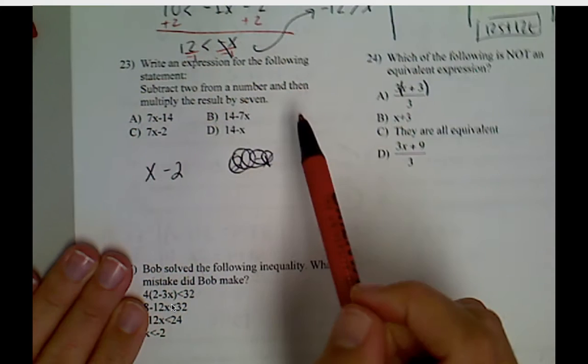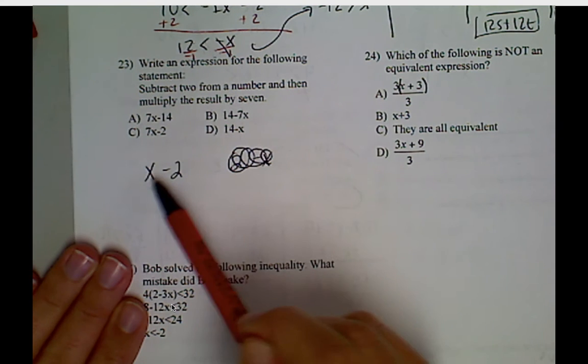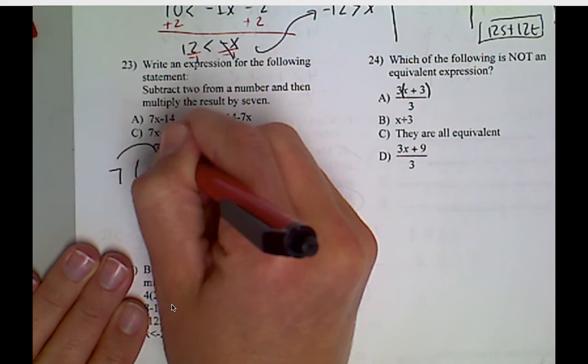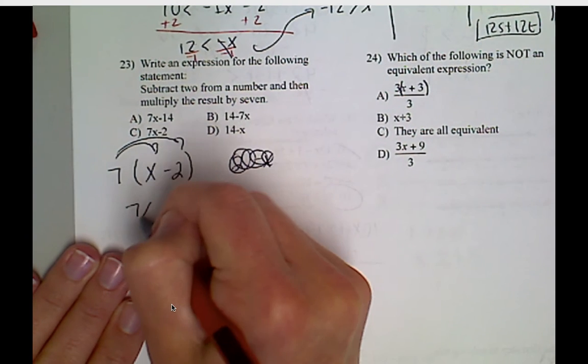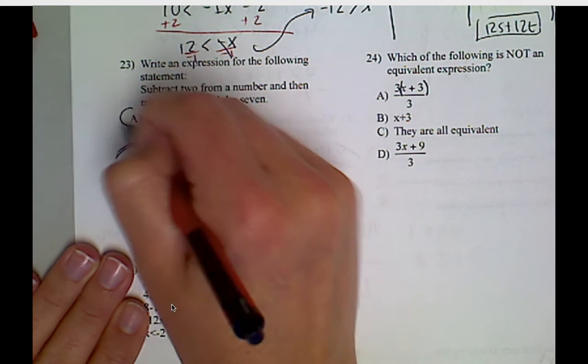So what we're then going to do is multiply the result by 7, okay? Now we don't know what the result is of x minus 2, so I'm going to put parentheses around it and put a 7. 7 times x is 7x, and 7 times negative 2 is negative 14. So your answer should have been A.